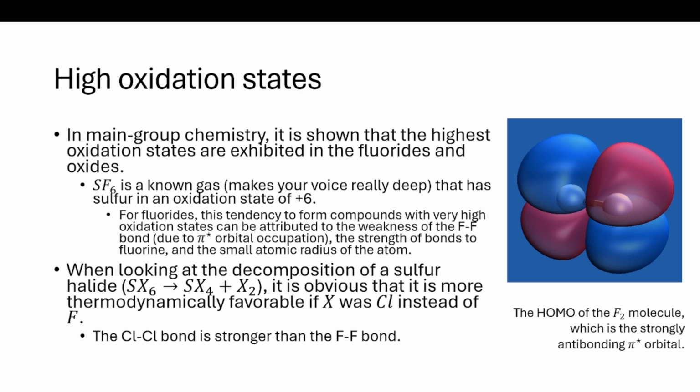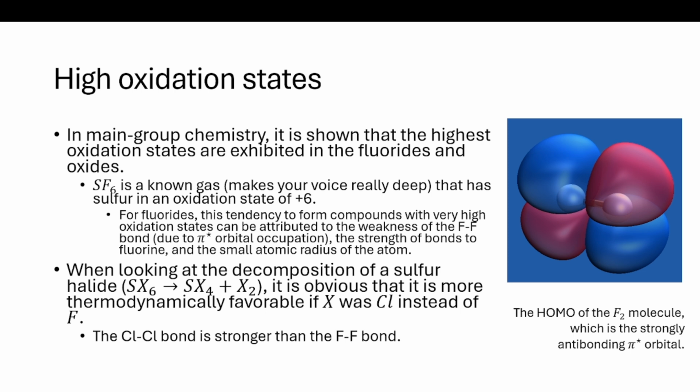Now, going on even more about high oxidation states, if we look at main group chemistry, or at the representative elements, it is shown that compounds that have the highest oxidation states have fluorides and oxide ions. Going on with that example of sulfur hexafluoride, that is a very well-known gas, and if you've seen anybody inhale that on a talk show or on live TV, it makes your voice really deep. But sulfur hexafluoride has sulfur in an oxidation state of +6.